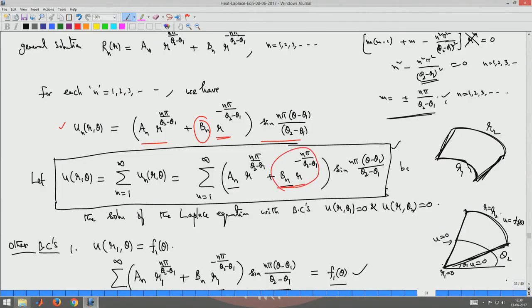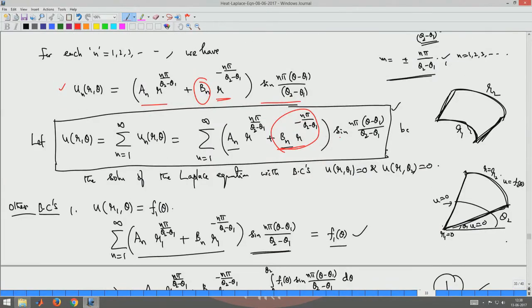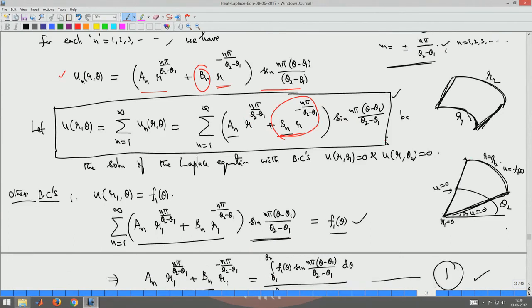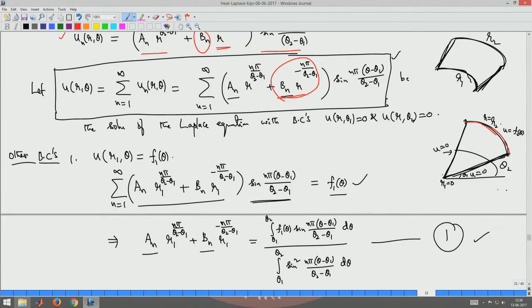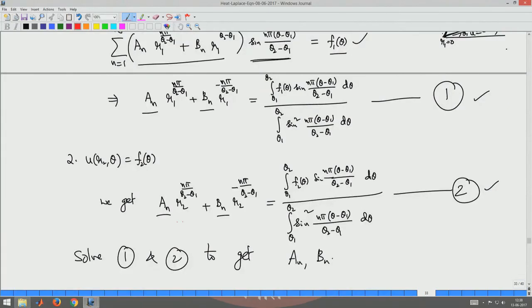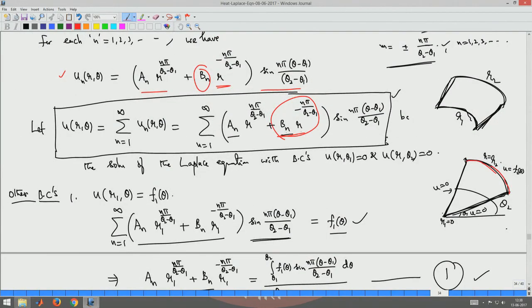These bn's you avoid, and what you get is only one sum, an times r power of this into sin of this eigenfunction. So you apply only the remaining boundary, which is u at r2 of theta equal to f2 of theta. So we get the second equation, and this implies you can find your an. This is a constant, an is simply this, you can divide. So that is your an. Once you know an, you know everything here, okay. That will be the solution of this sector problem, this general sector.